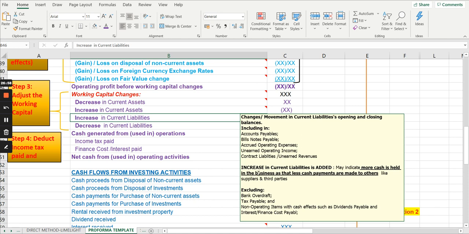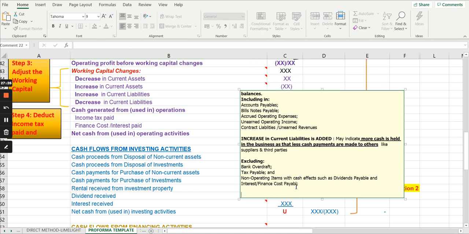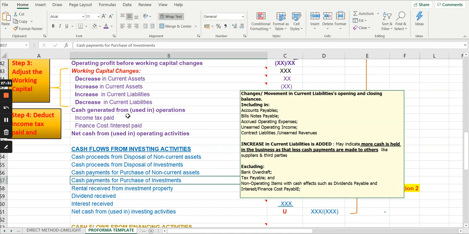Unearned revenue. And then you will also have to exclude items like bank overdraft because they are cash and cash equivalent. Tax payable is also excluded because it has a special line item where it will be disclosed under tax paid, right? Non-operating items with cash effects such as dividends payable and interest or finance costs payable. Those have to be excluded, and the rest has to be added back.